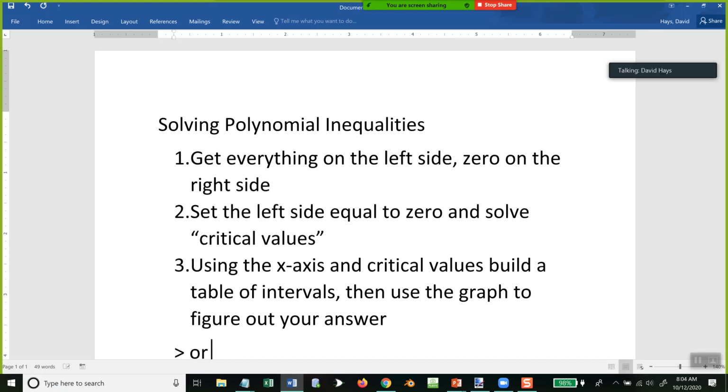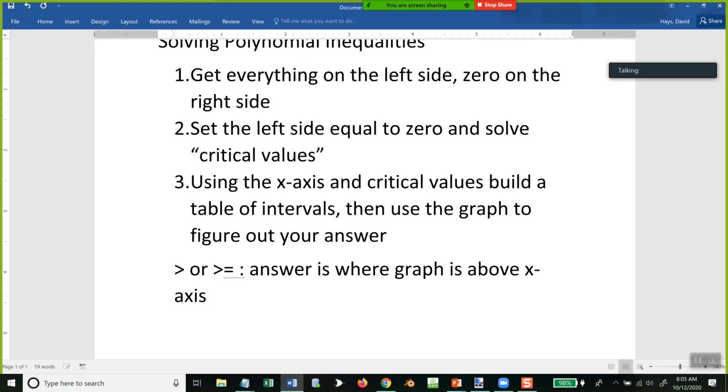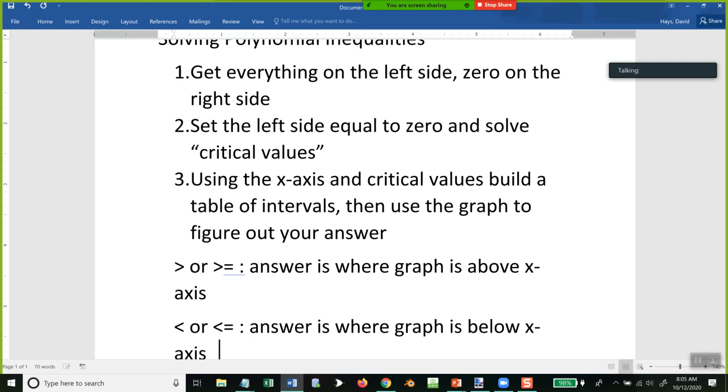If you have a greater than or equal to, your answer is where the graph is above the x-axis. If you have a less than or equal to, your answer is where the graph is below the x-axis.